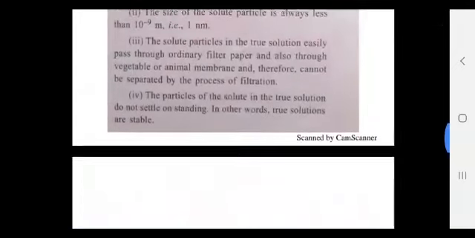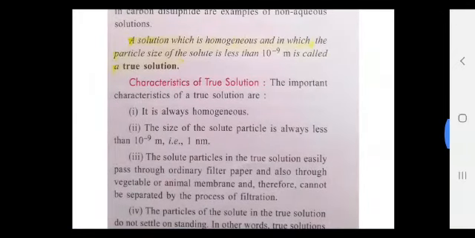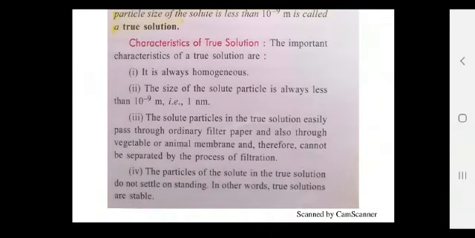So these are some characteristics of a true solution, but we are left with one more very important characteristic: a true solution does not split the light. The light which falls into the true solution is not split. That's why it does not show the Tyndall effect. First I will tell you what we mean by the Tyndall effect, then I will tell you how it splits the beam of light. Till now we have this much only, the rest of the things we will discuss in the next part. Thank you.